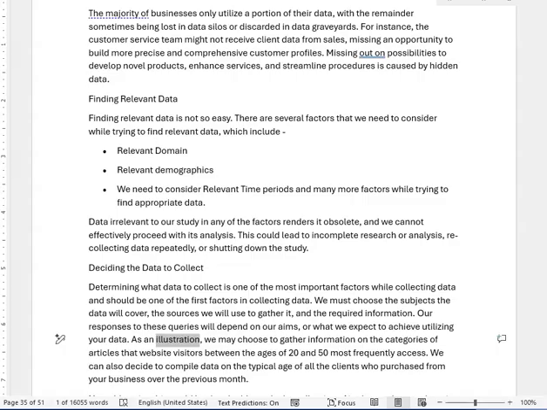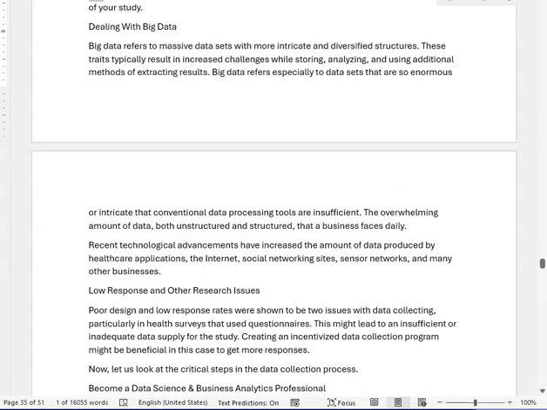As an illustration, we may choose to gather information on the categories of articles that website visitors between the ages of 20 and 50 most frequently access. We can also decide to compile data on the typical age of all the clients who purchased from our business over the previous month. Not addressing this could lead to double work, the collection of irrelevant data, or the ruin of your study. Dealing with big data.